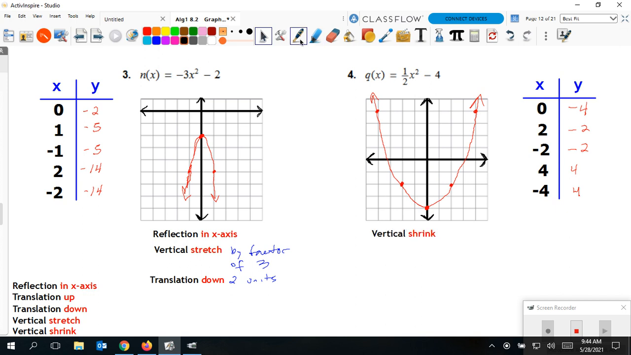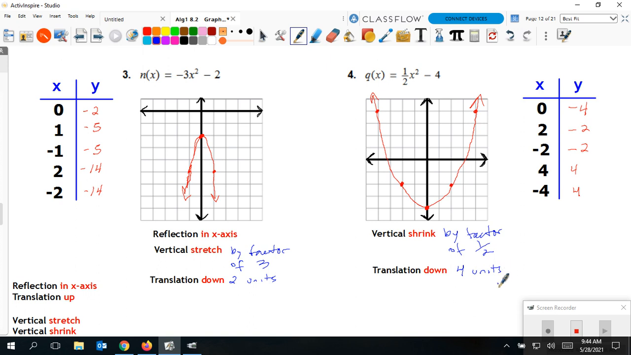And we would just say that as well. So shrink by factor of 1/2. And then also it moved down. It went down 4 units right here. So we want to say that also it moved down. It not just moved down, but the translation word, translation down. So it has a translation down. And we can say that that is down 4 units. So we just put 4 units.